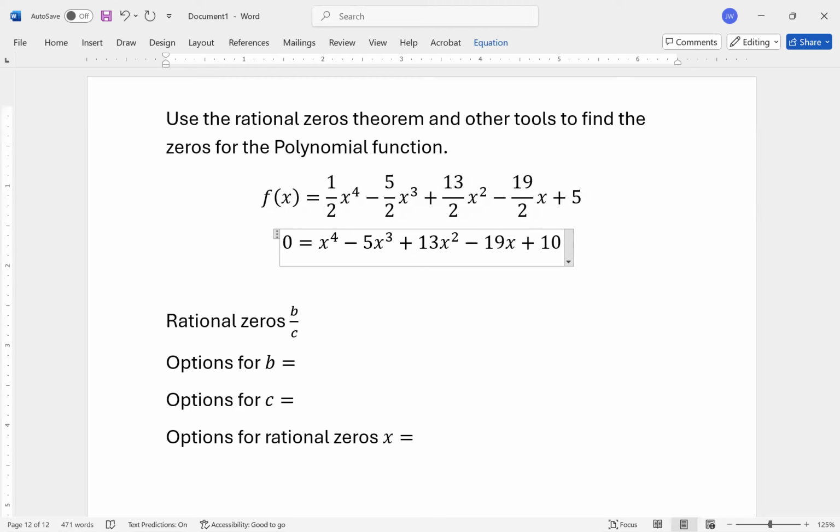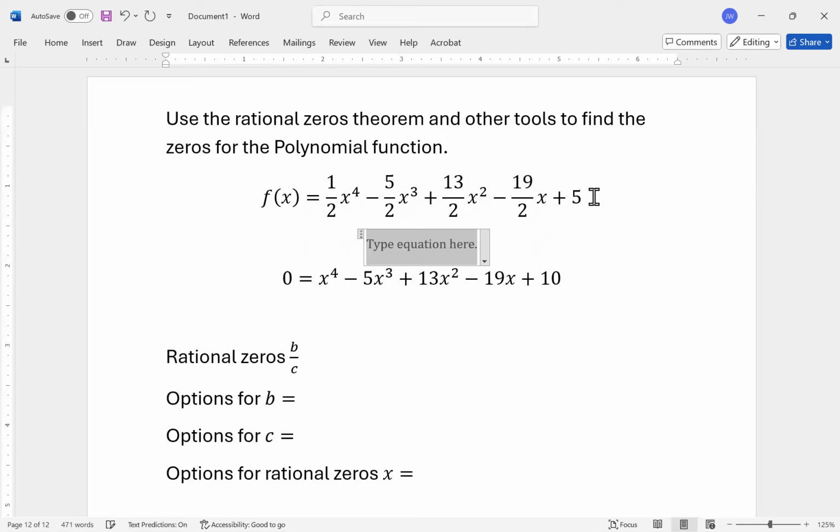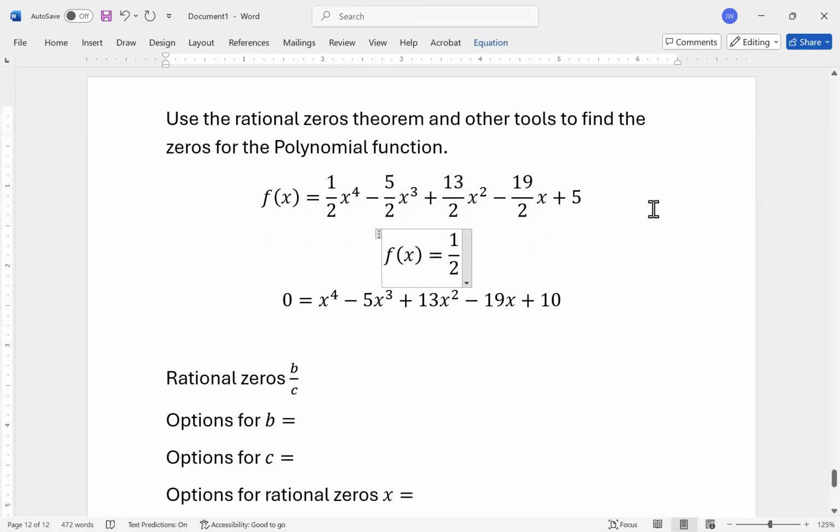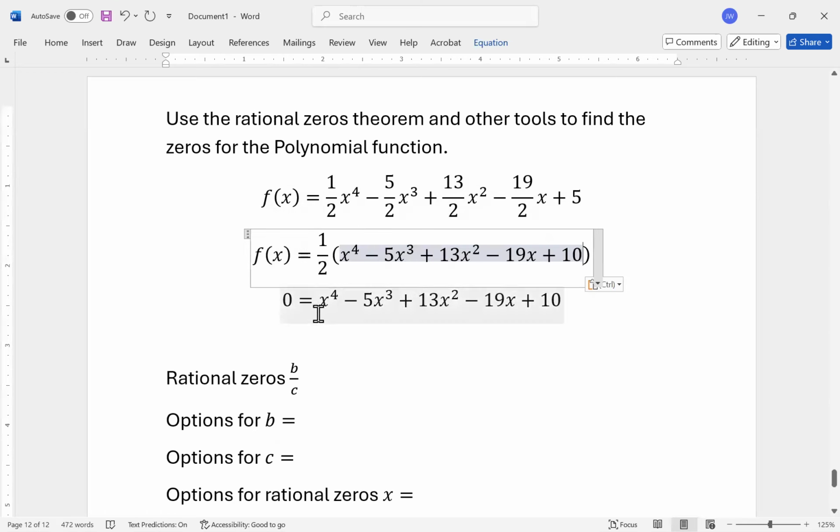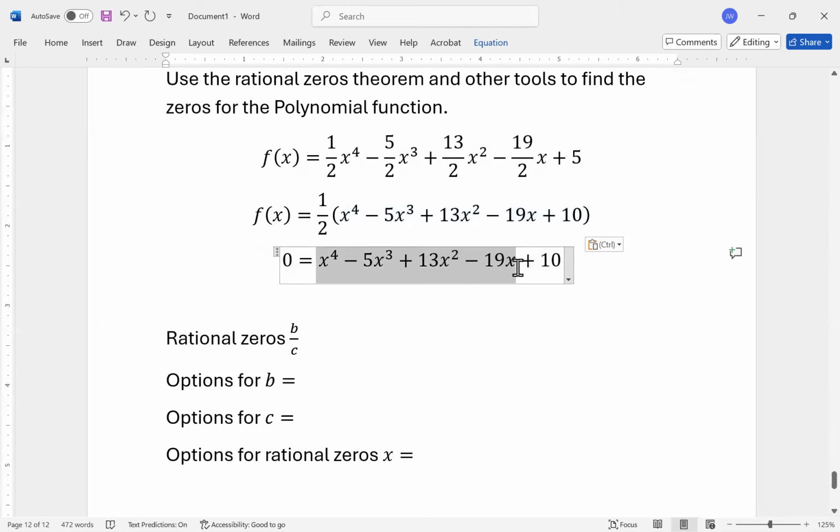So that's just multiplying both sides of this by 2. Again, you can also think of this as taking my original f of x and factoring out a 1/2, factoring out that original coefficient. And what that does in effect is it makes all of my coefficients that I'm worried about now integers. So I'm going to find the zeros of this x to the fourth polynomial so that all of my coefficients are integers. Then I can use the rational zeros theorem.